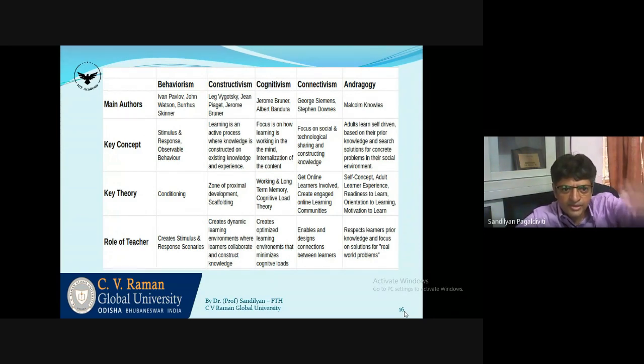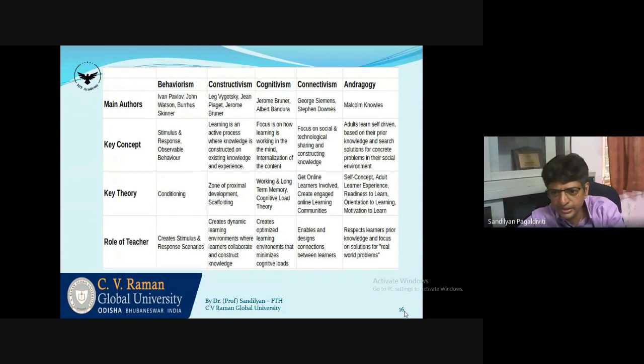So likewise, other theories, you can read through this and understand the role of the teacher in each of these theories. You can read from the authors mentioned. If you search, Google them, you can get the concepts, understand the concepts. If you feel it is useful to try, you can try this out. Can we move to the next?